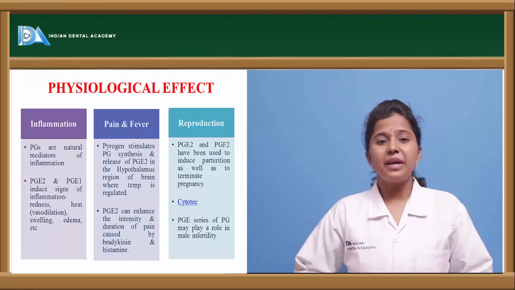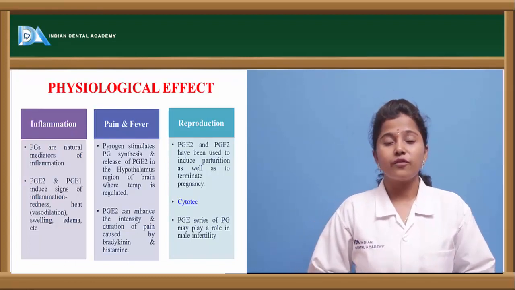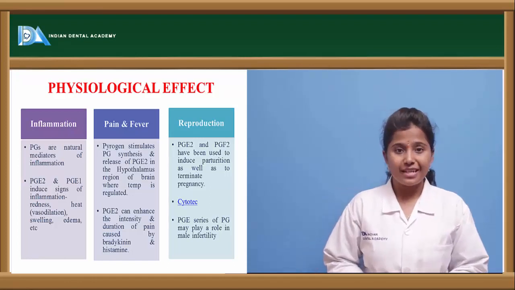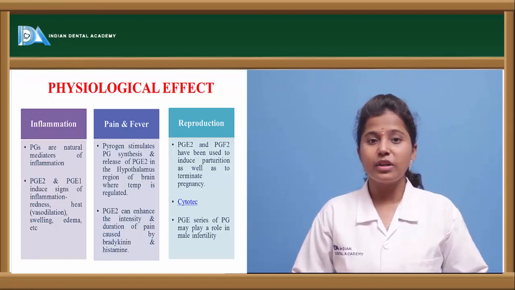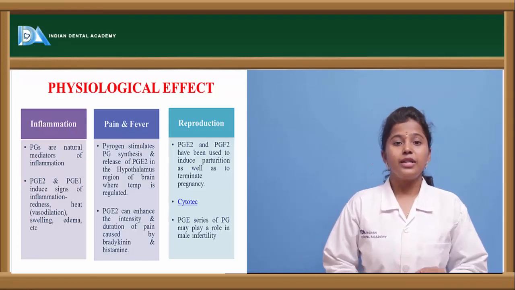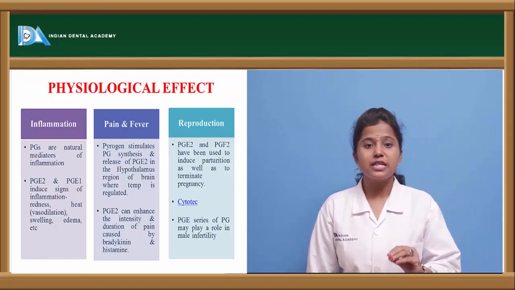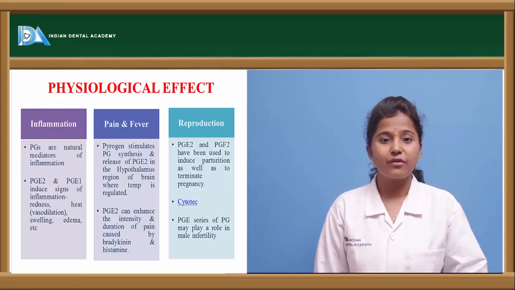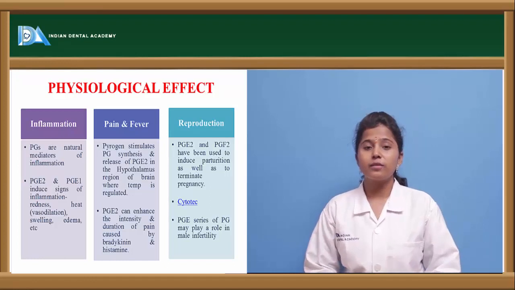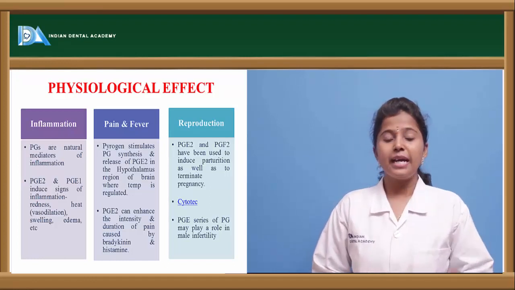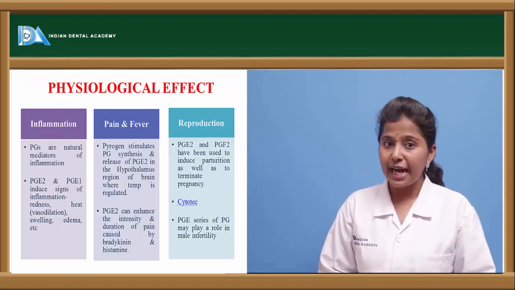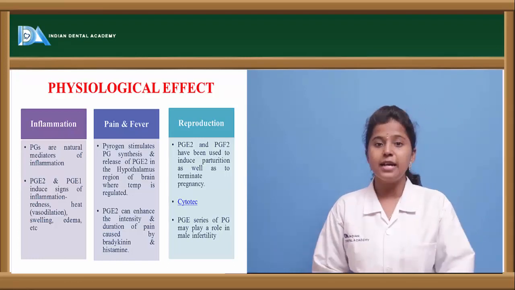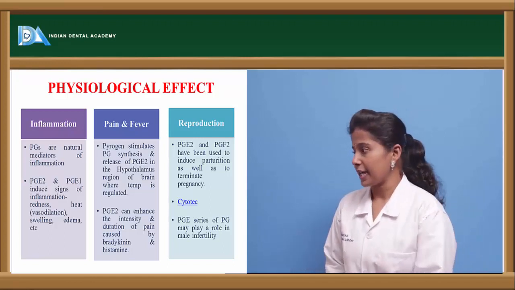And there are three main physiological effects of these prostaglandins. Overall, these prostaglandins show three types of physiological effects. One is inflammation, another is pain and fever, and the other is reproduction. Especially when inflammation is observed, PGE2 and PGI2 type of prostaglandins are released because of the injury or damage to the tissue, and they exert their action. They show vasodilation or vasoconstriction based on the tissue present, and thereby they exert their action.